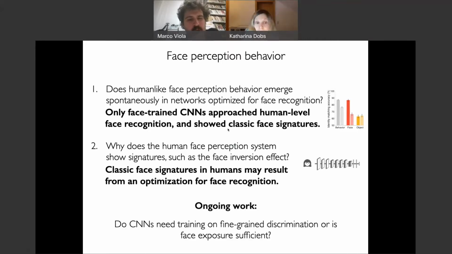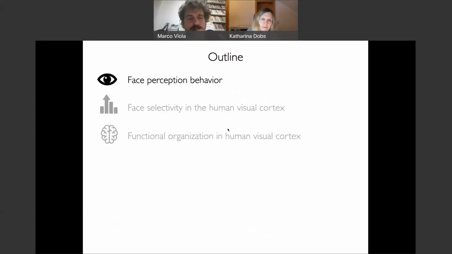Cool. There's more ongoing work. I mean, there are many follow-up questions that we have. One of them is the question: do you really need training on the fine-grained discrimination, or is the mere exposure to faces actually sufficient? So what we want to do is have a network that basically just has one class called faces, and you put all the faces in there. Would that be sufficient to get human performance, or does the system really have to be trained to discriminate every single identity from each other? And yeah, there are many more, but that's the work on face perception behavior.